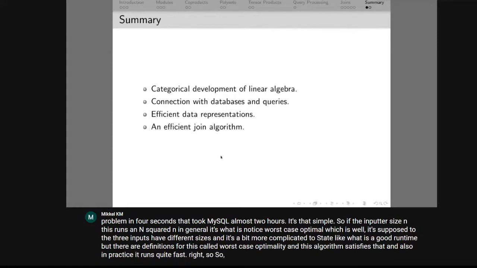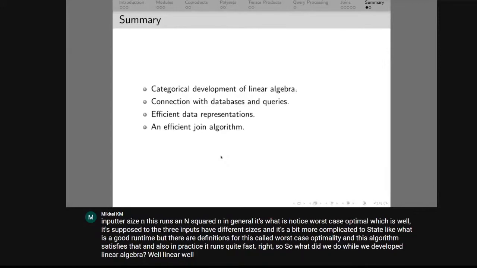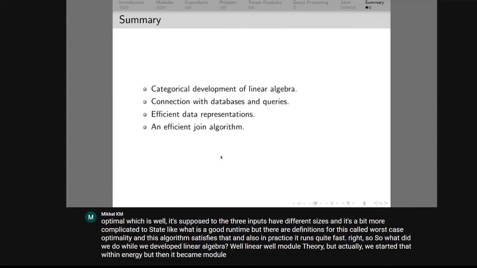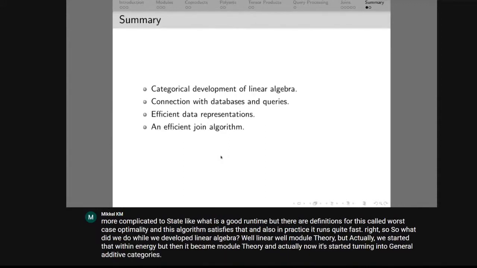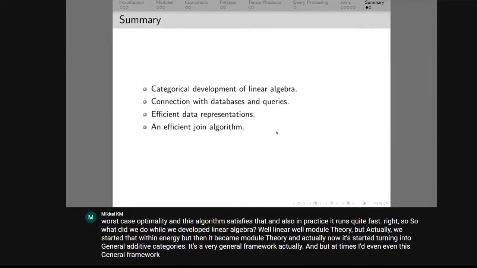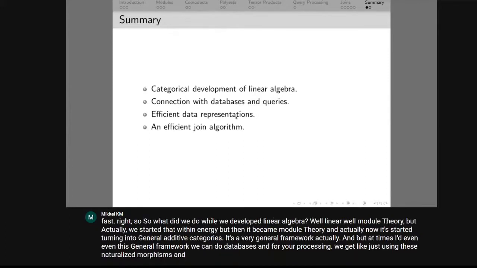Right, so what did we do? Well, we started out with linear algebra, then it became module theory, and now it's sort of turning into general additive categories. It's a very general framework, actually. But it turns out even in this general framework, we can do databases and query processing. Just using these natural isomorphisms and abstract ideas, we get efficient data representations, we get efficient join algorithms.